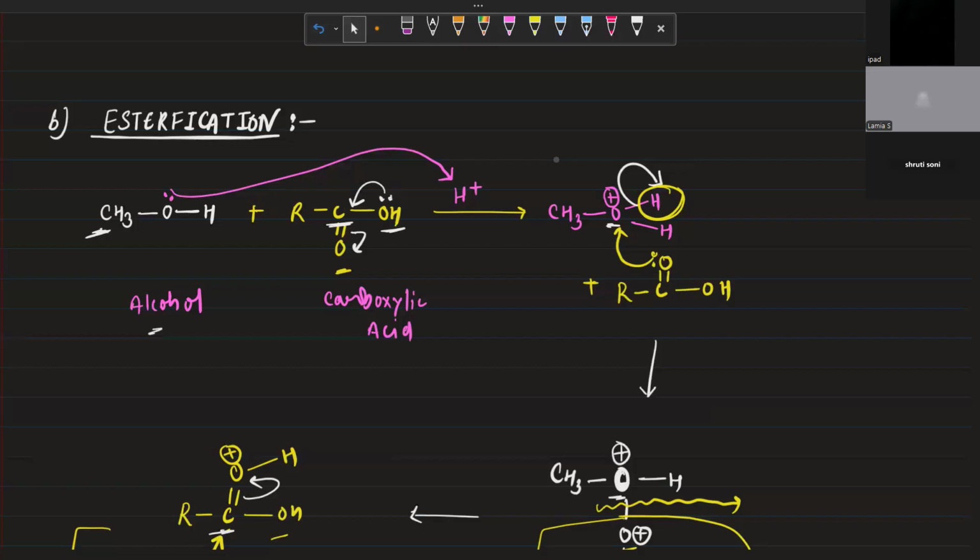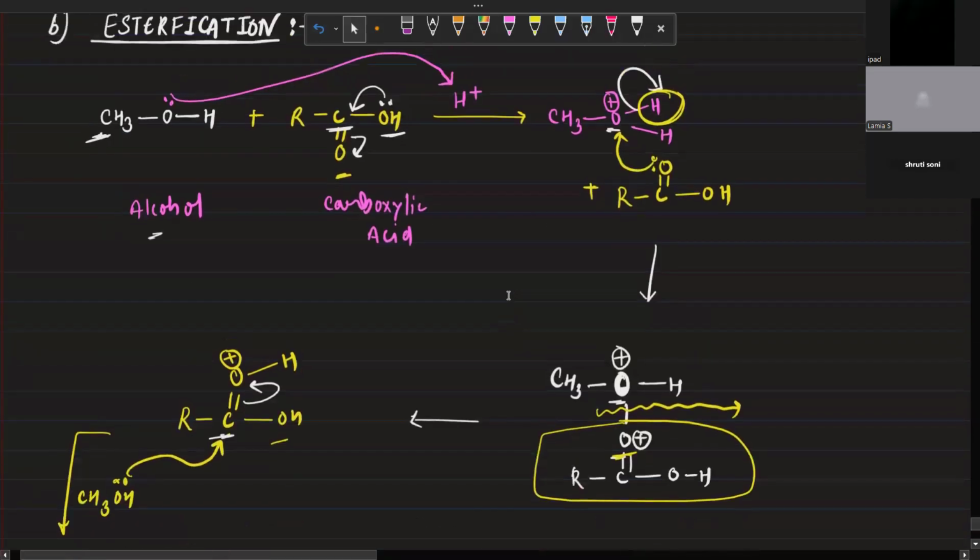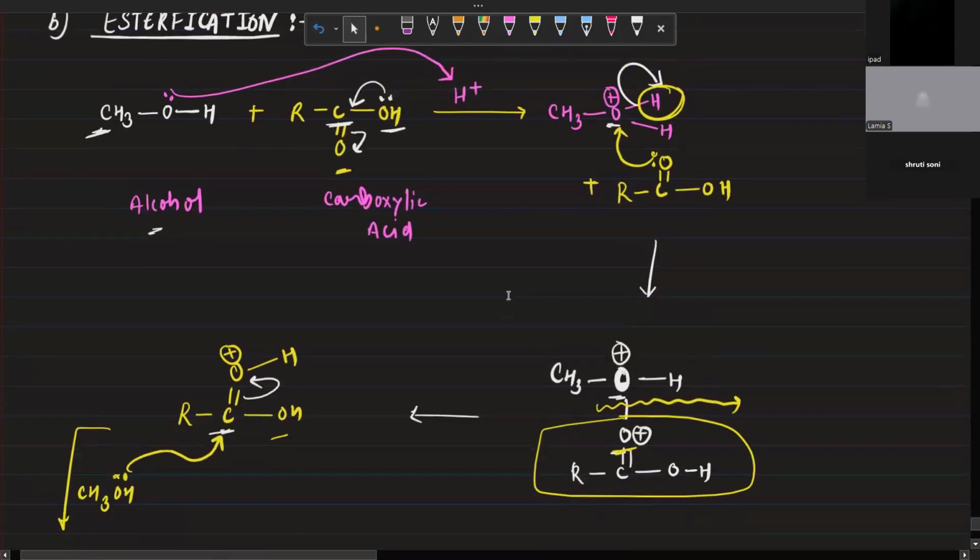What's converting? Alcohol converting into electrophile or nucleophile after adding H positive. Electrophile? Yeah. So after this, the carboxylic acid attacks on which side? Oh, it attacks the central carbon. I'm sorry, oxygen.